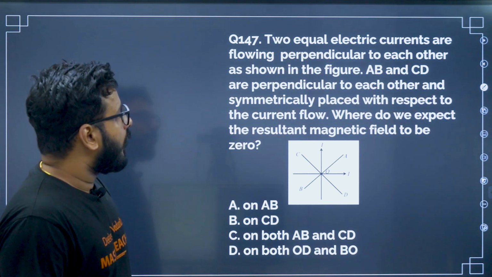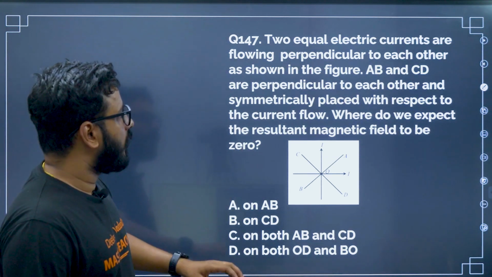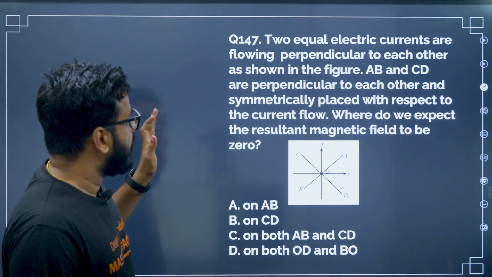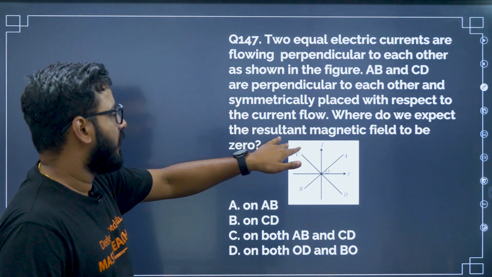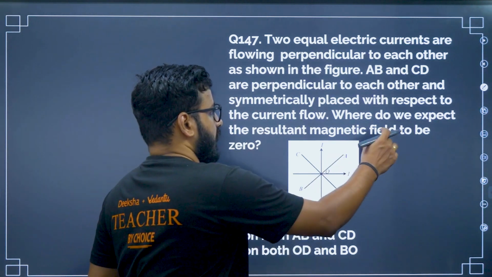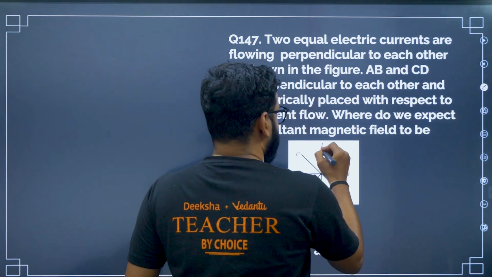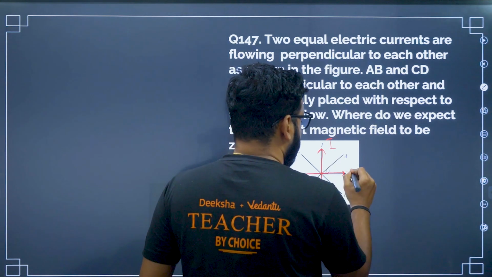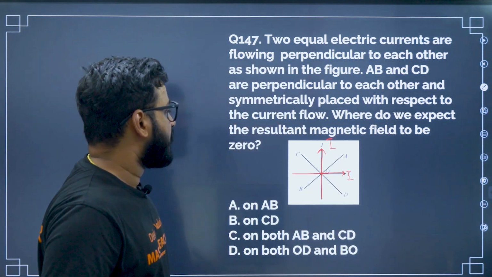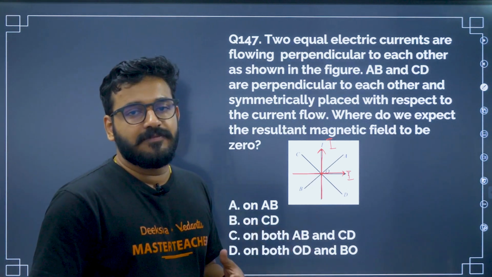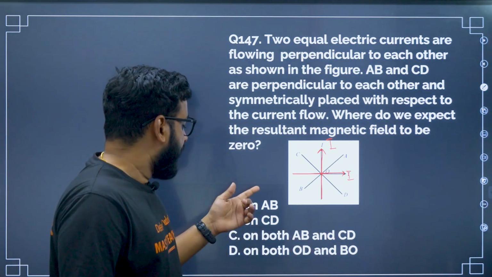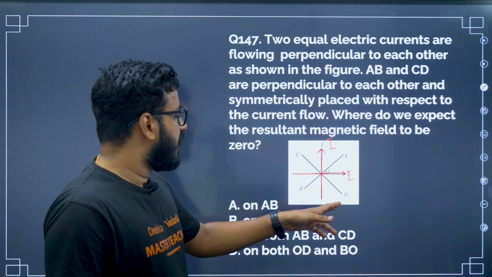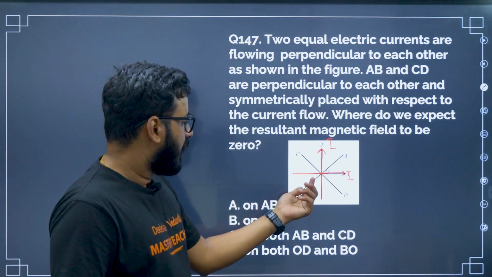Next, two equal electric currents are flowing perpendicular to each other in the figure. AB and CD are perpendicular to each other and symmetrically placed with respect to the current flow. So the current is flowing like this. This is one particular current flow, I, and the other is going like this. This is also I. The question is, where do we expect the resultant magnetic field to be 0? Which line will have resultant magnetic field 0? AB, CD, both, or both OD and OB. OD and OB are like the halves of these lines.